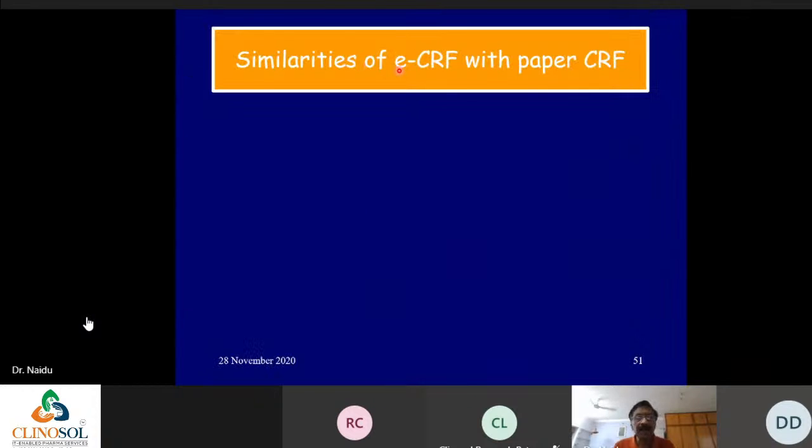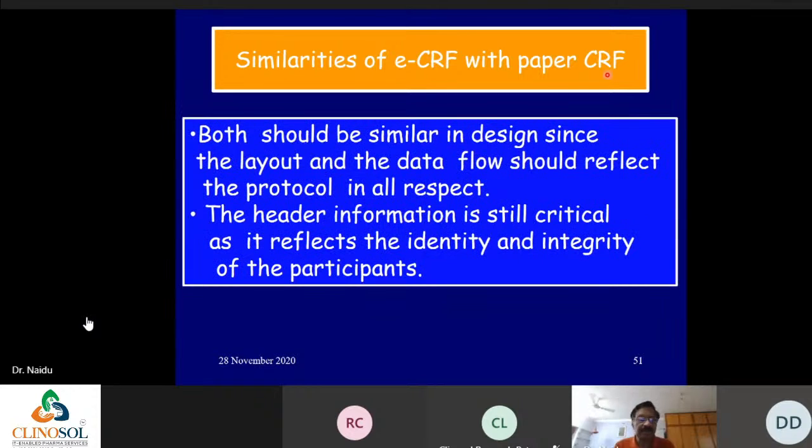What is the similarity between eCRF and paper CRF? Both should be similar in design, since the layout and data flow should reflect the protocol. There is no difference. Both are very similar. The header information is still critical as it reflects the identity and integrity of the participant. So the header is very, very important. For any case record form, the header provides who is the participant, what is the case number, and what is the protocol. So this is very important, whether it is an eCRF or a paper CRF.